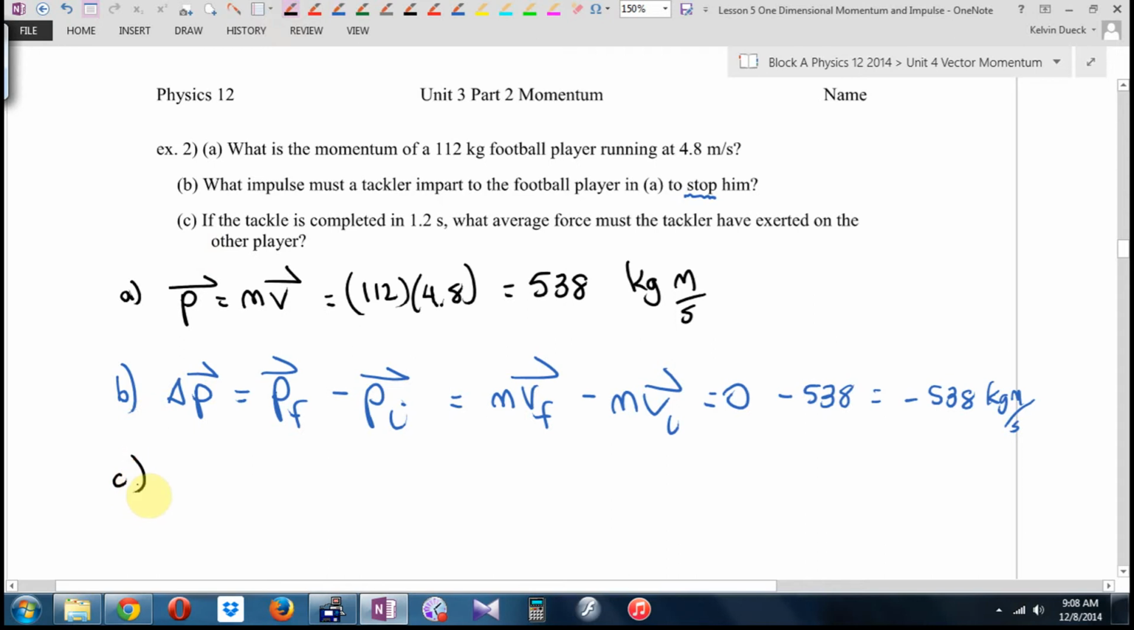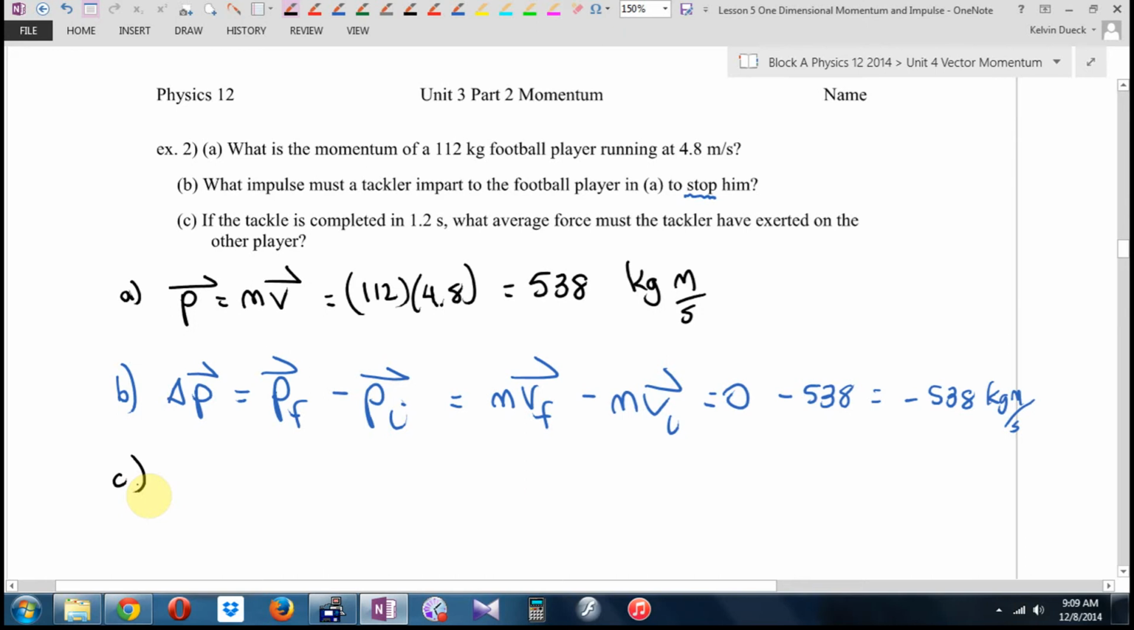C. Suppose the tackle is completed in 1.2 seconds. So this is not a bruising instant tackle. This is, you've grabbed onto him, but the running back is churning forwards, and it takes about 1.2 seconds to bring this person to a stop. Kind of a Marshawn Lynch tackle for those of you that are Seattle fans.